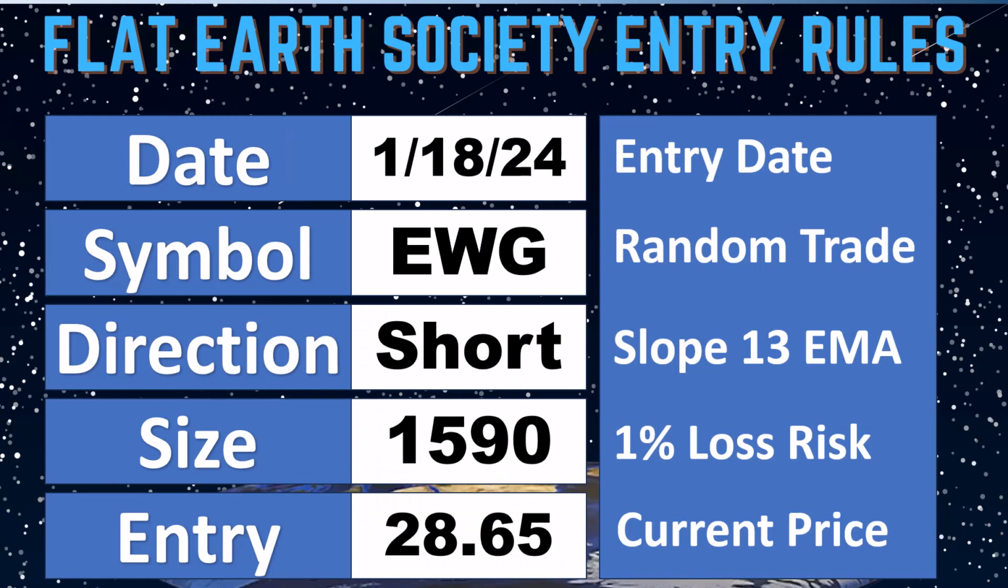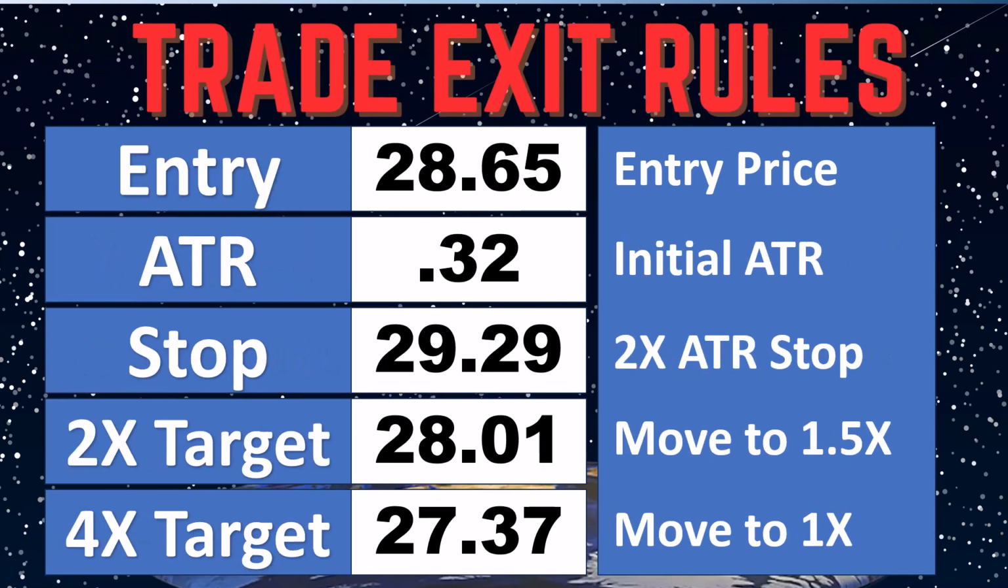So we had this entered on the 18th of January. I believe EWG is a German ETF. We shorted this because it was below the 13-day moving average based on our rules. A 1% loss of risk was 1,590 shares at an entry point of $28.65. Based on our rules, it was pretty obvious. We were just going to go with the $28.65 entry price, 2 ATR initially for the stop at $29.29, and then adjust it accordingly as it went lower. However, this one didn't really give us much time to make an adjustment, as it turned direction rather quickly. Let's jump in the software and take a look at it.